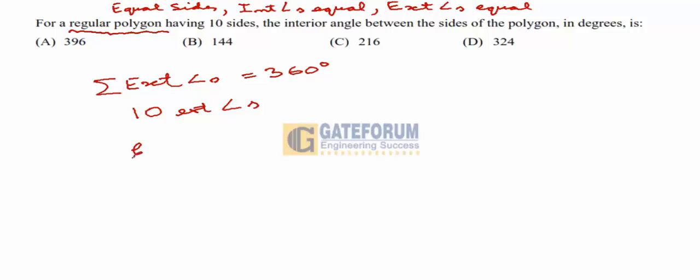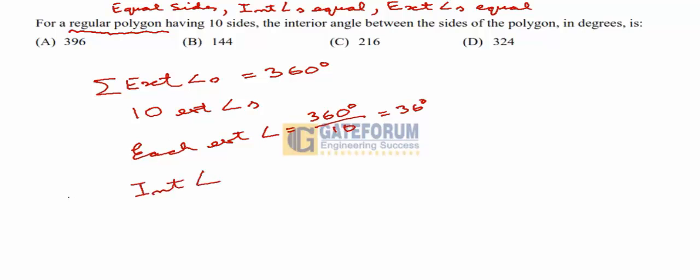So therefore, each exterior angle, what will be the value? 360 degrees divided by 10, that is 36 degrees. Therefore, each interior angle, what will be the value? It will be 180 degrees, because interior angle is 180 degrees minus the exterior angle. So that is 180 minus 36 degrees, which would be equal to 144 degrees. So that is our answer.